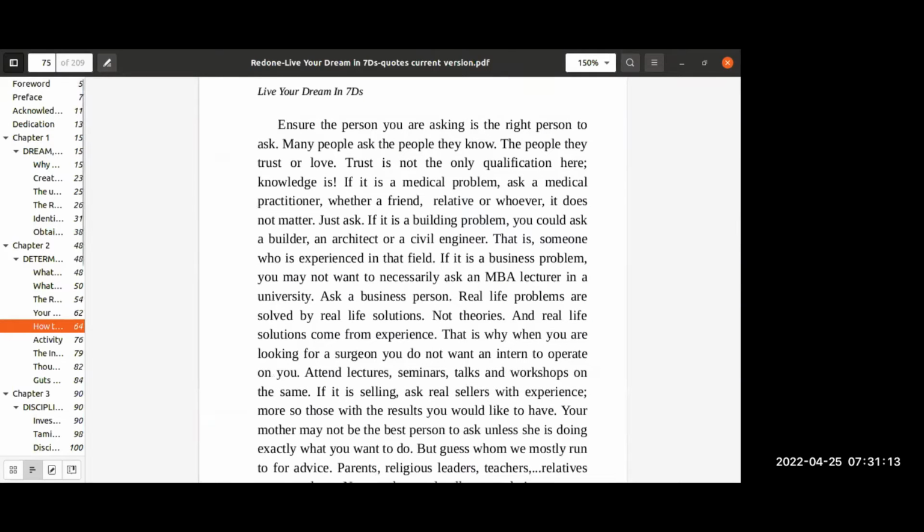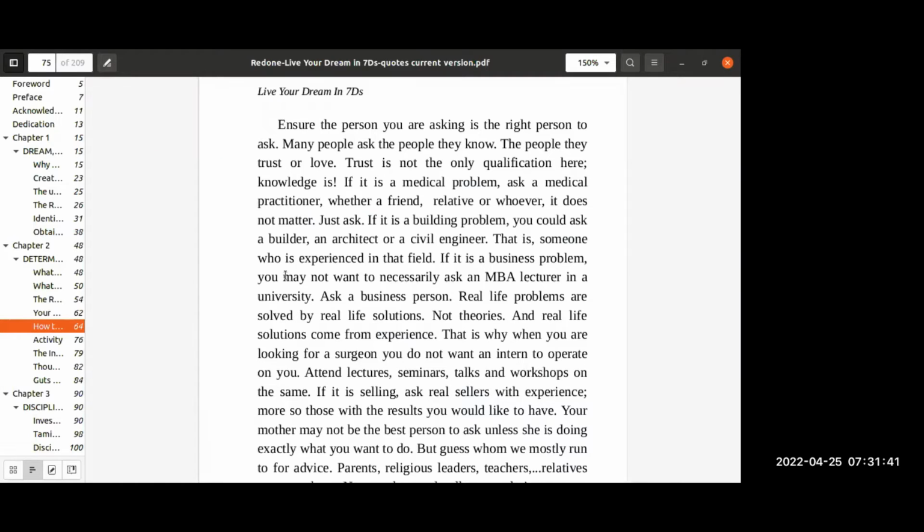Ensure the person you're asking is the right person to ask. Many people ask the people they know, the people they trust or love. Trust is not the only qualification here. Knowledge is. If it is a medical problem, ask a medical practitioner, whether a friend, relative, or whoever. It does not matter. Just ask.